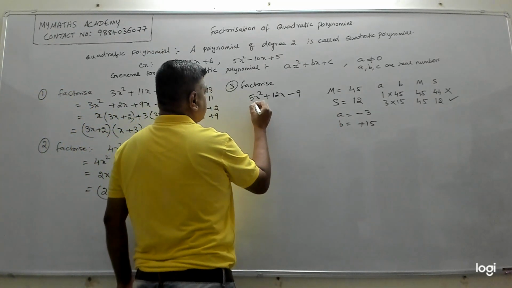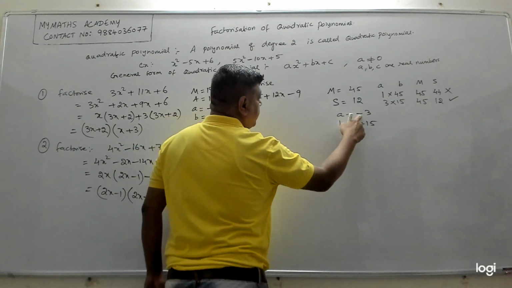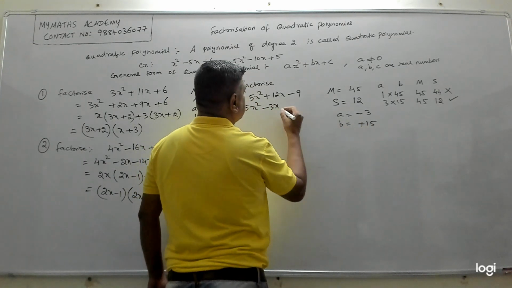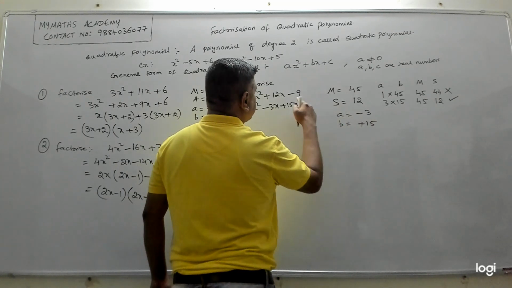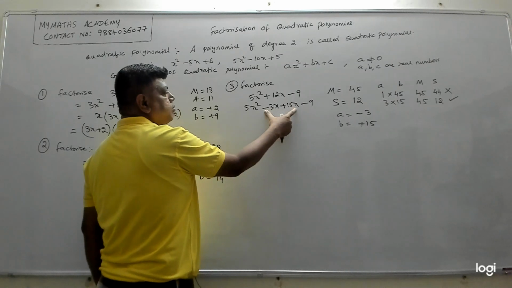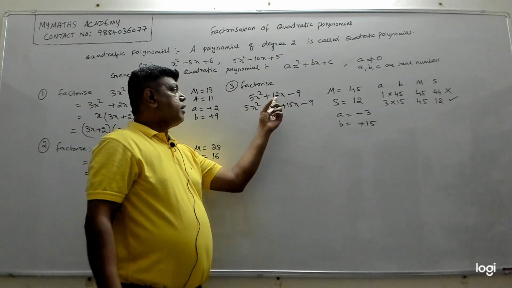Now we will write here. 5x square I will write as it is. Then this plus 12x I will write as minus 3x plus 15x. This minus 9 I am writing as it is. So this plus 12x I am writing like minus 3x plus 15x. What is minus 3x plus 15x? You will get 12x.